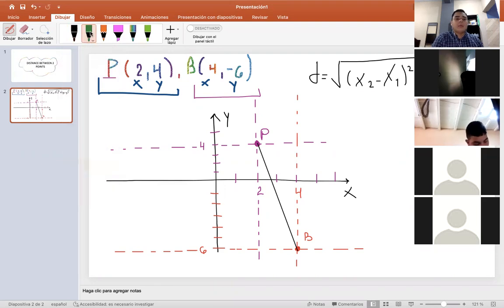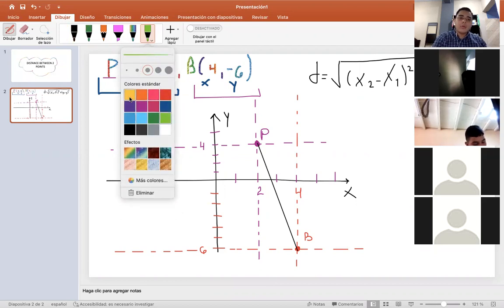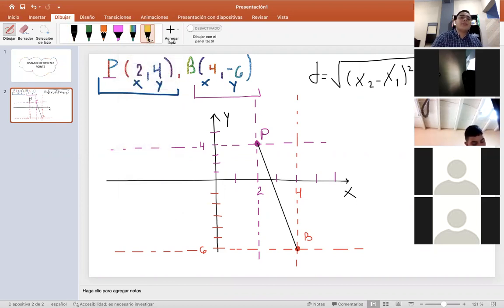But first of all, which one is going to be your x1 and your x2? Or which one is going to be your y2 and your y1? Okay, one question. Yes? x1 will be 2 and x2 will be 4. Yes, thank you. I'm going to explain why.